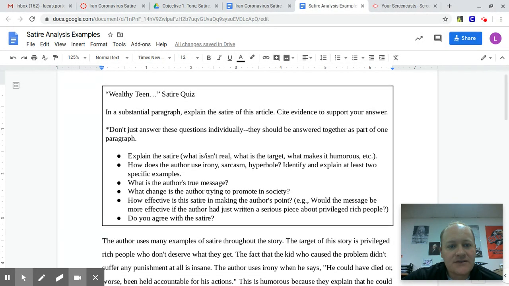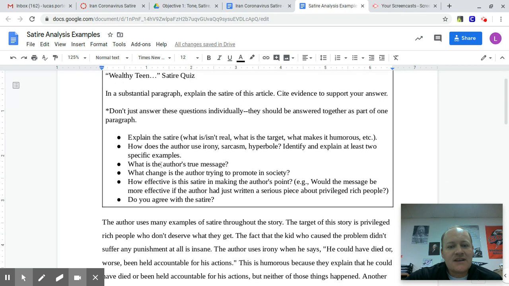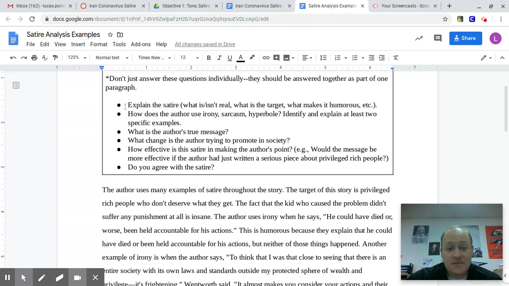So let's look at this. This is the last question on that quiz. It says, in a substantial paragraph, explain the satire of this article. Cite evidence to support your answer. Don't just answer these questions individually. They should be answered together as part of one paragraph. Explain the satire. You need to explain it. What is or isn't real? What is the target? What makes it humorous?